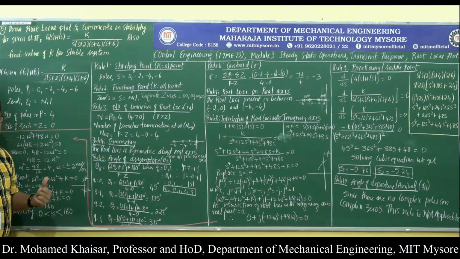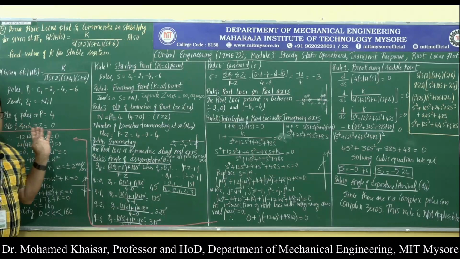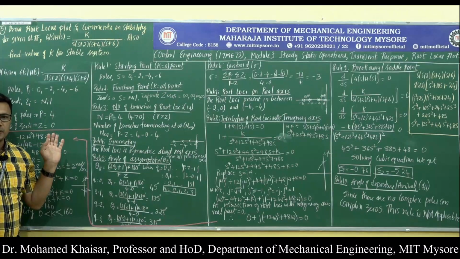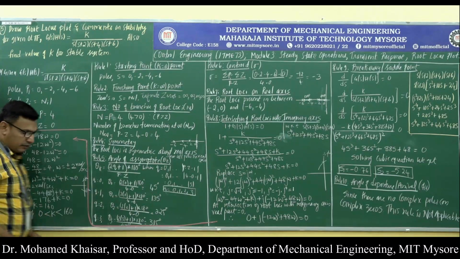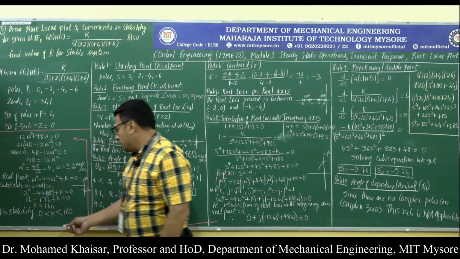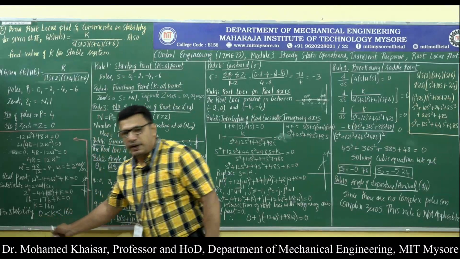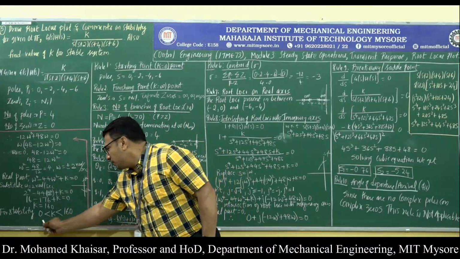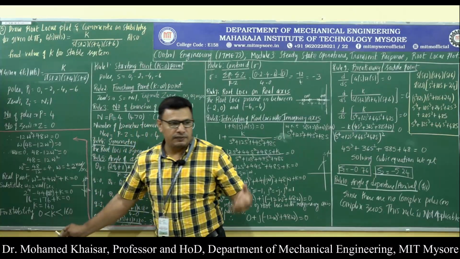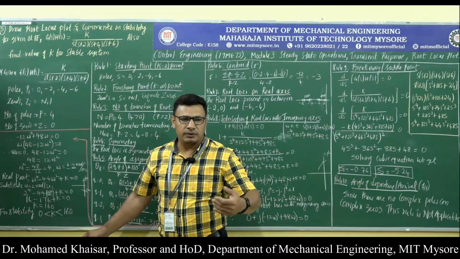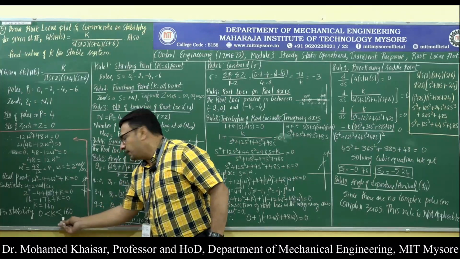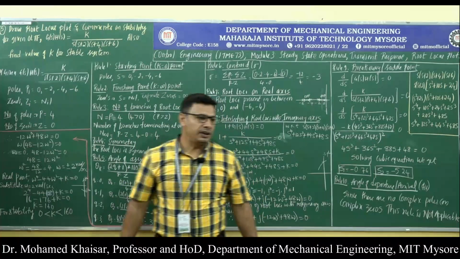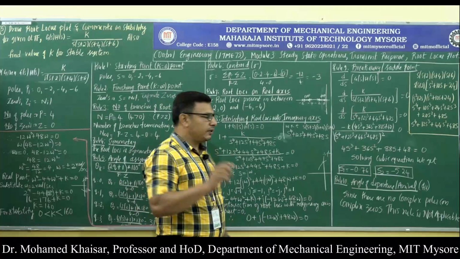So for stability, as the question asks to find the value of k for which the system will be stable, we can definitely conclude that the system is going to be stable for the value of k such that 0 is less than k. Obviously k has to be greater than 0. So 0 less than k less than 160. This is the range in which the system will be stable.